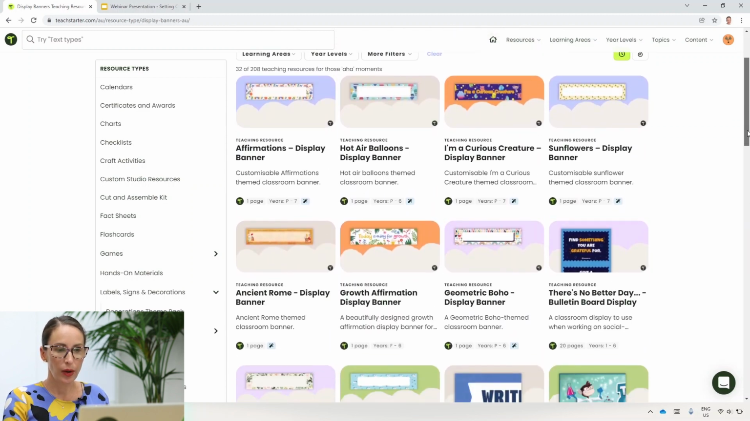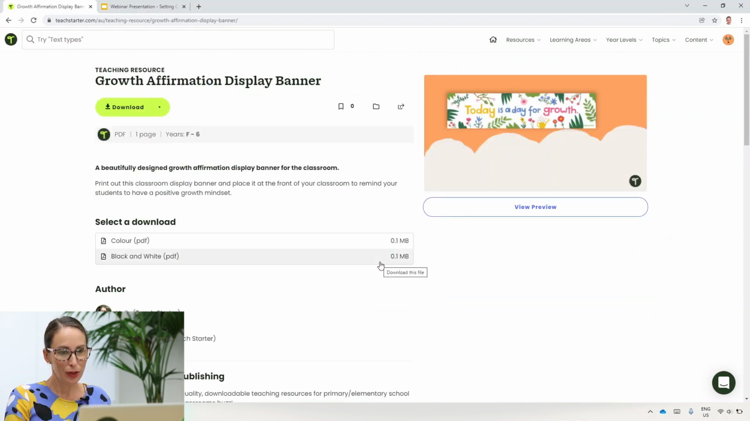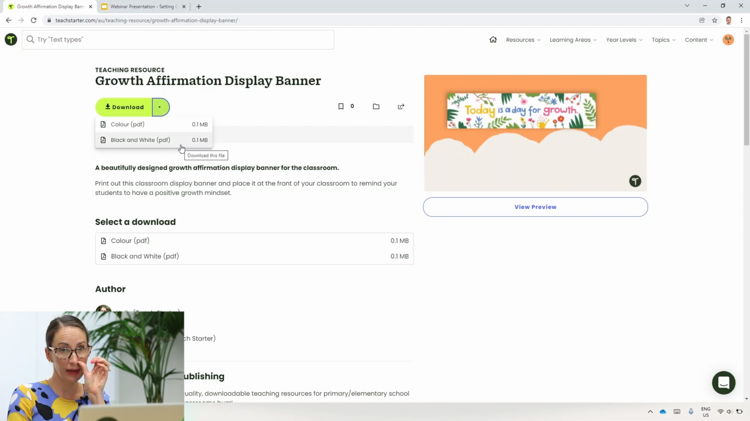I'm just going to show you how to easily print these banners over multiple pages, because it can get a little bit tricky. So I'm going to go to this growth affirmation display banner because I think it's super cute. Today is a day for growth. And what you're going to want to do is, we've got an option for black and white here if you want to color it, if you want to print it on colored paper. If you don't have access to a color printer, that's one option. I am going to print the color version, so I'm going to download that.